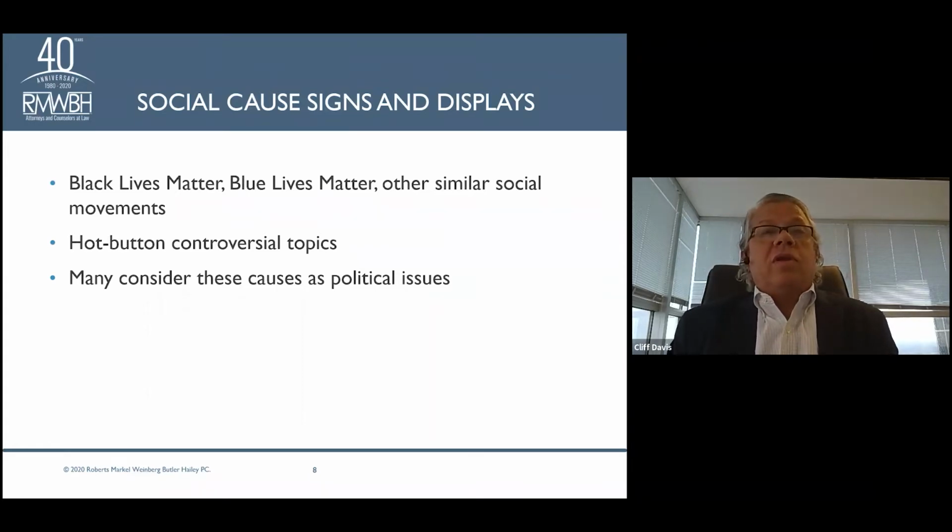There's a question, especially these days, of other types of signs: Black Lives Matter, Blue Lives Matter, other causes that are out there. They're very controversial, there's a lot of emotion related to these things, and a lot of people consider these political issues. But keep in mind that the protection for political signs is for a candidate running for election or a measure that's on the ballot. So if the sign is not related to something that can be voted on, or to a candidate that can be voted on, it doesn't fall into the protection of the statute regarding political signs.